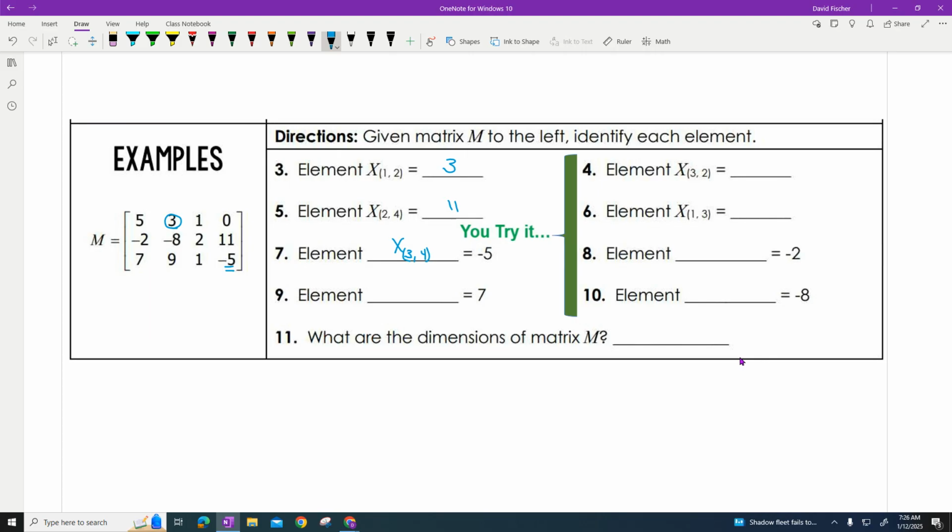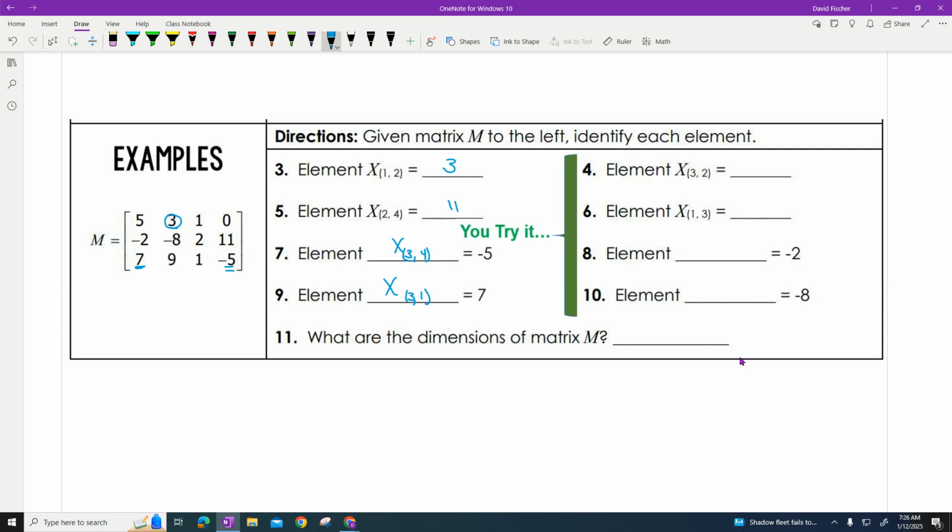Here's number 7. 7's right here. So I go down 1, 2, 3. Oh, I gotta put my X. I go down 3 and I go over 1. All right? You try these guys here.